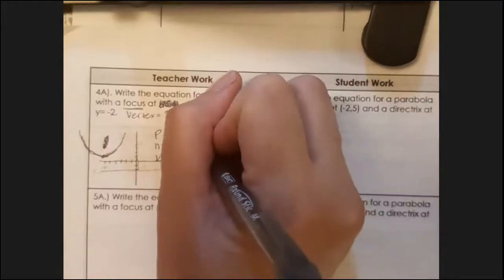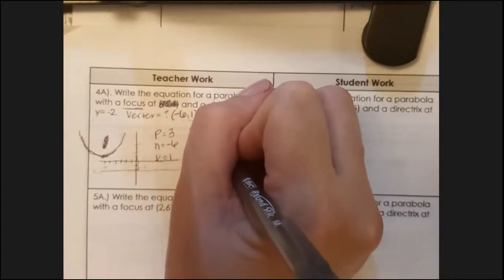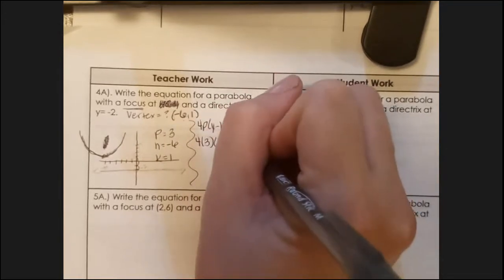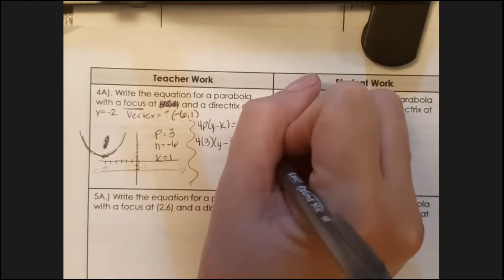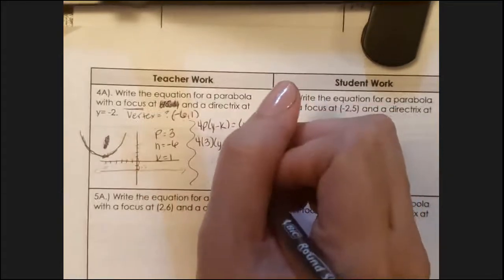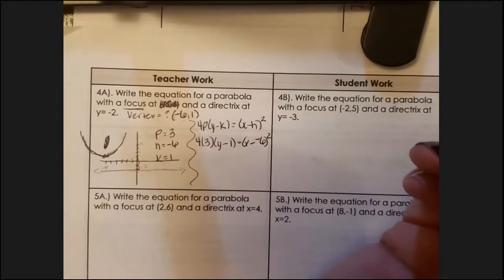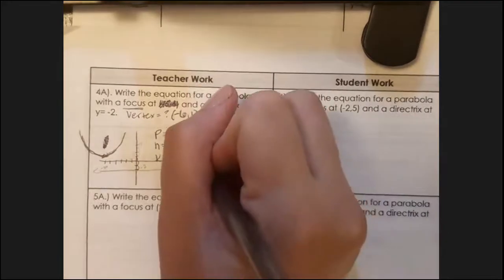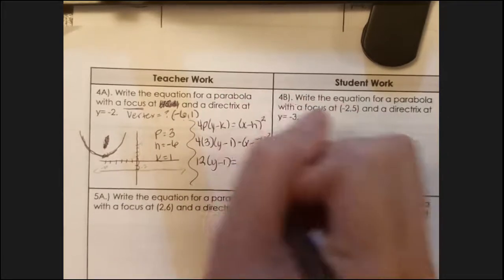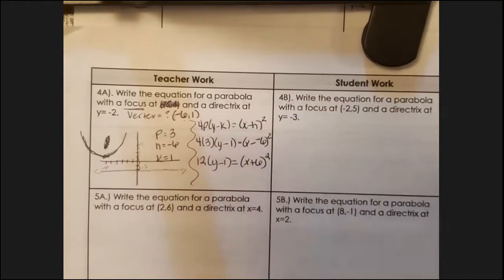All right, so 4P is going to be 4 times 3, y minus k, k is 1, and then x minus -6. Remember, this is negative. That negative does not replace the minus sign. It's minus -6. So this simplifies to 12, y minus 1 equals x plus 6 squared.